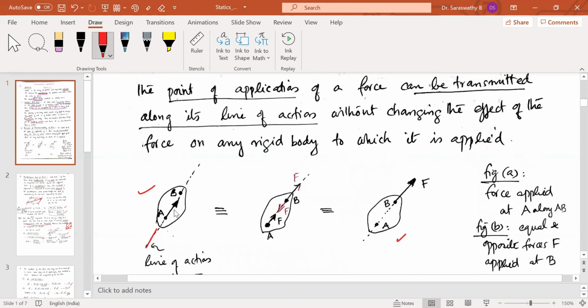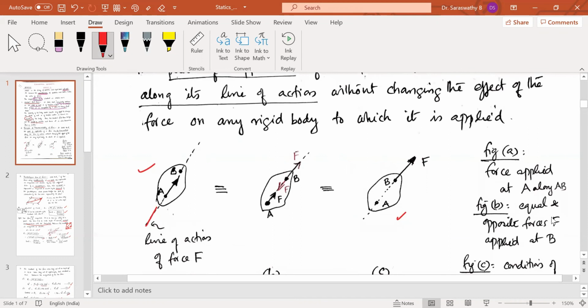This is the first case: force applied at A along AB. In the second figure, equal and opposite forces are applied at B. At point B, I am applying a force F in this direction, as well as a force in the opposite direction. When two equal and opposite forces are applied, there will not be any change for that point B. It will remain at that position itself. But this F and this F get cancelled, and that will become equal to force F acting at this point B.